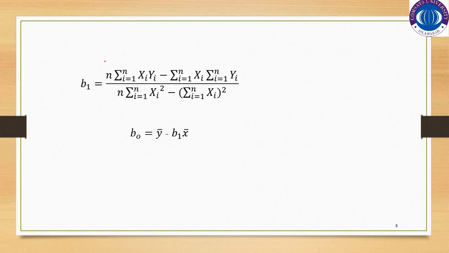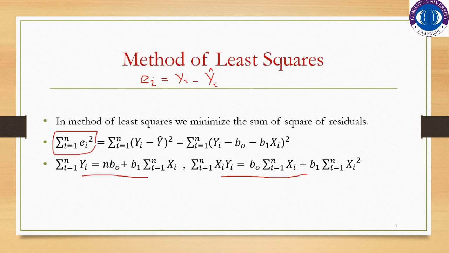So this is b1. This is the way to estimate b1 by using the method of least squares, and this is the way to estimate b0 by using the method of least squares. So this is the way to find the estimates of the unknown parameters by using the method of least squares.